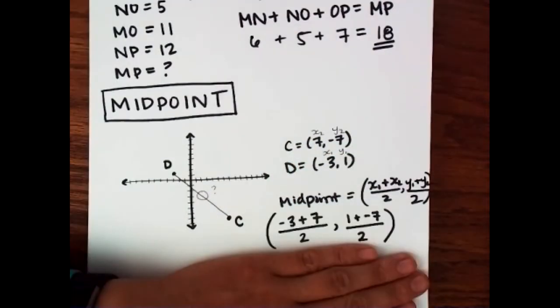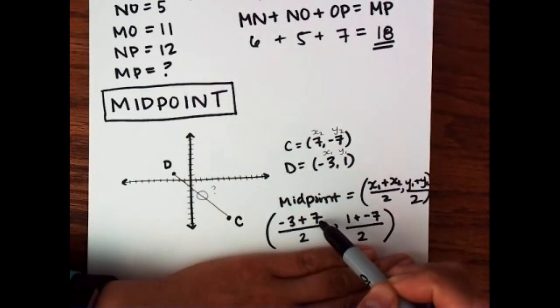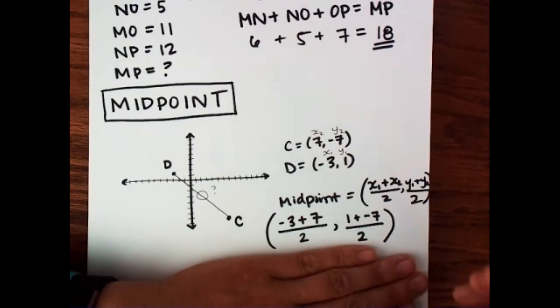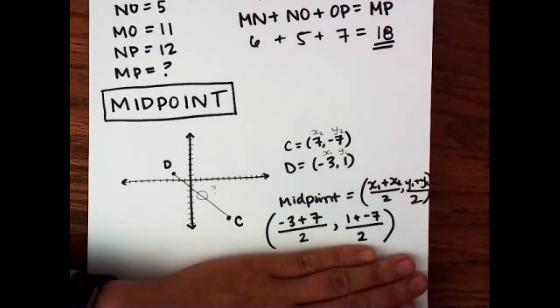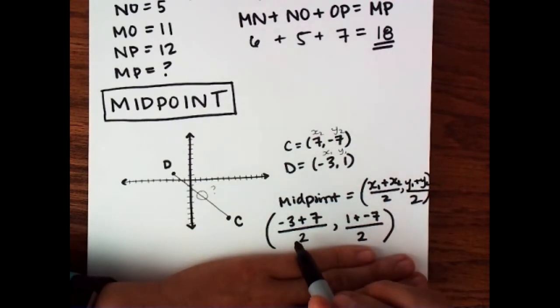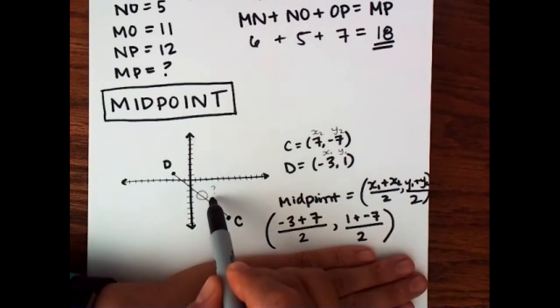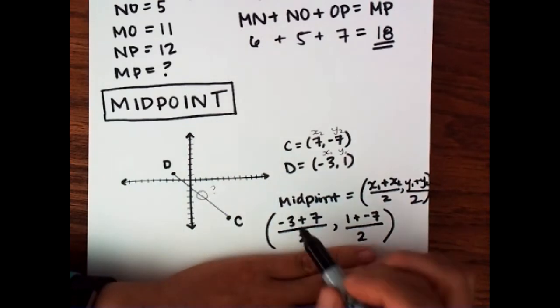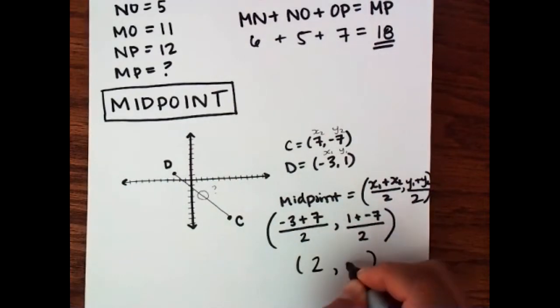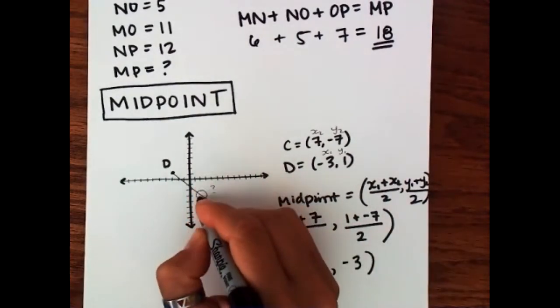So we have plugged in our numbers for the midpoint. We have -3 plus 7 over 2 and y plus -7 over 2. Once we solve for this, we will get the coordinates of the midpoint at which Donnie and Catherine will have to meet in order to spend the same amount of gas. We will get (2, -3) once we solve for our coordinates.